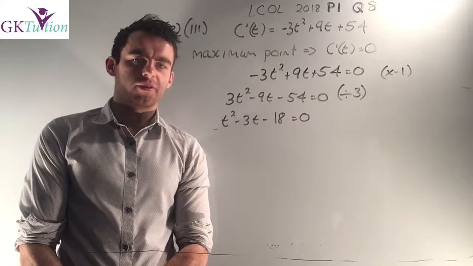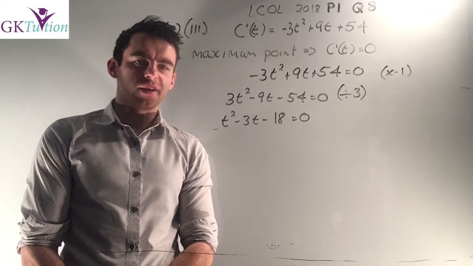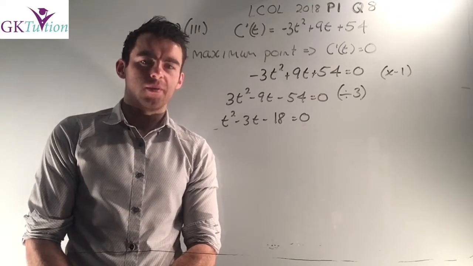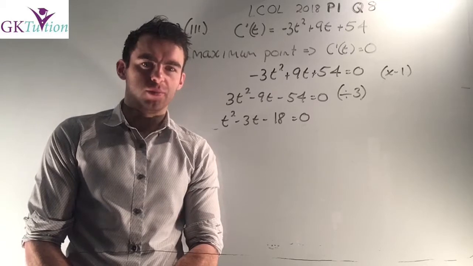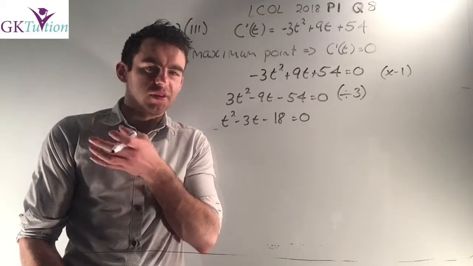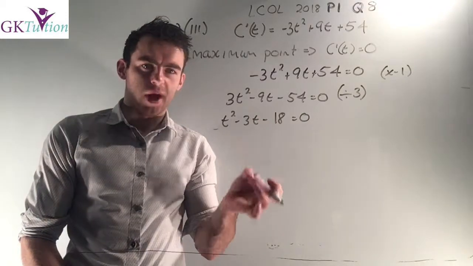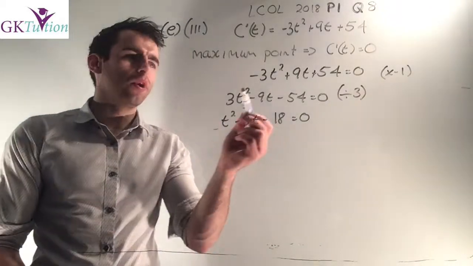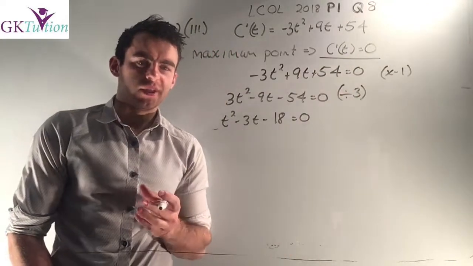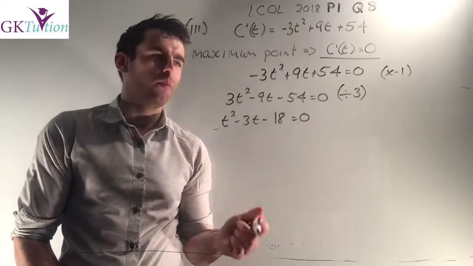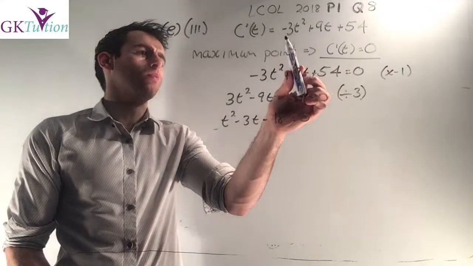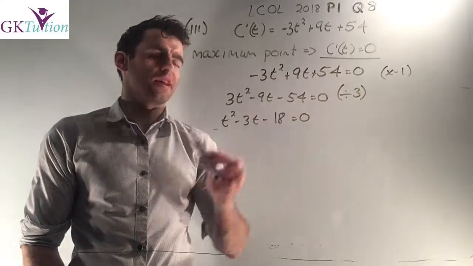Okay, for E part 3, it asks me to use my answer from E part 1 in order to work out the maximum amount of the drug in the bloodstream over the first 9 hours. So they're asking you to find the maximum point on the graph. The maximum point, that means the first derivative equals 0. In order to identify a maximum point or a minimum point, you let the first derivative equal to 0. And in E part 1, we worked out that the first derivative was equal to this.